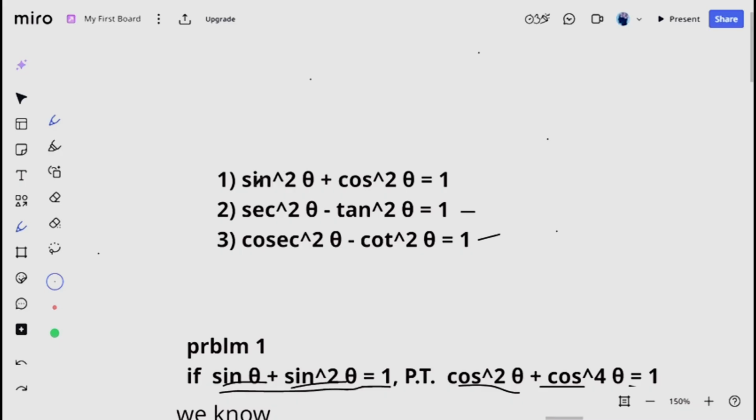So imagine I want to find sin square theta value and I know cos square theta value. So what happened here is I just send the cos square theta that side. If I send it that side, it becomes minus this value. Let's take this value as k. So 1 minus k. There you go. So we have sin square theta value, 1 minus k.